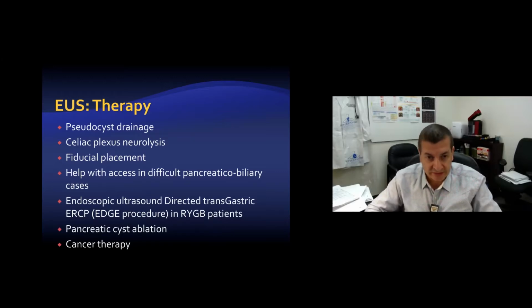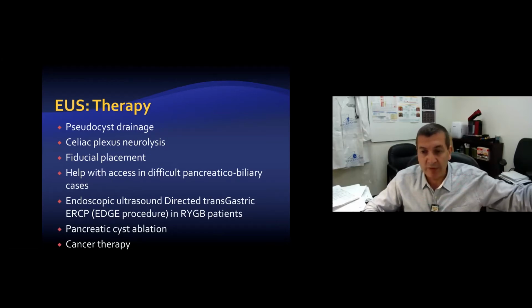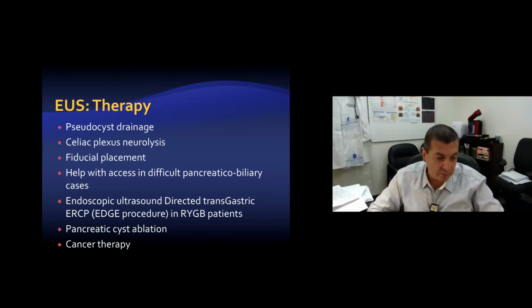One is pseudocyst drainage, celiac plexus neurolysis, fiducial placement. It can help with access in difficult pancreaticobiliary cases, especially if the ampulla is unreachable. It has proven to be a good tool to do ERCP, or help in an ERCP, in gastric bypass patients. It is called the EDGE procedure, which is endoscopic ultrasound directed transgastric ERCP.